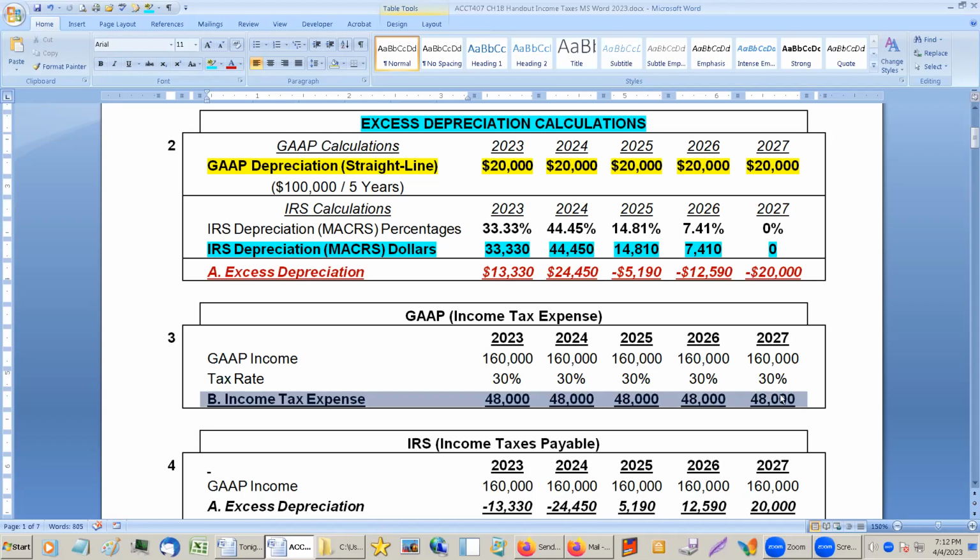So this is going to be our income tax expense. Why does it keep doing that? Okay. Now it's behaving. So this is based on our regular GAAP depreciation of 20,000.